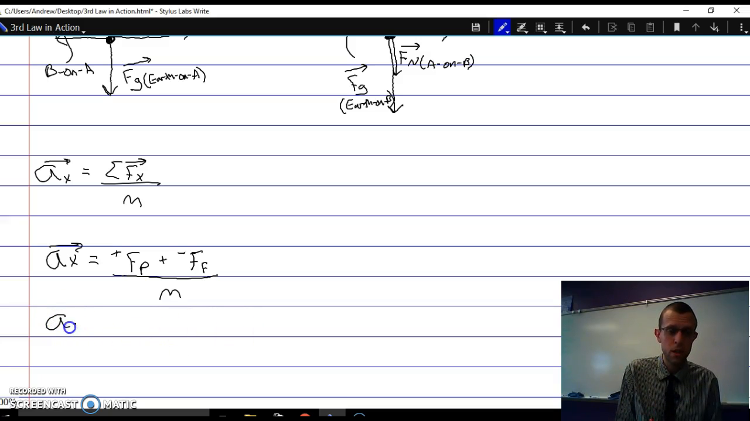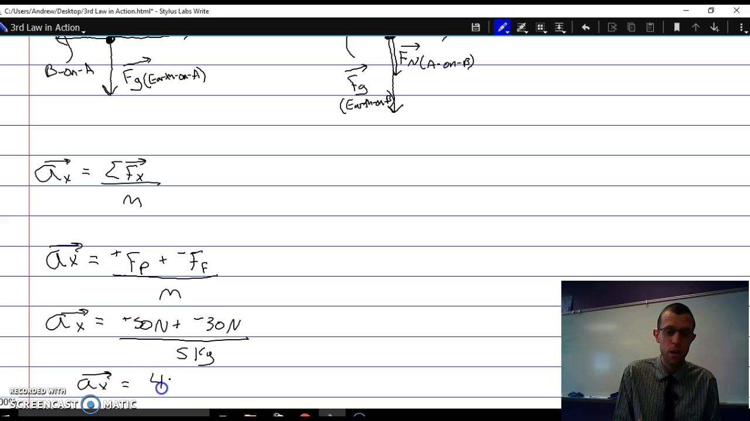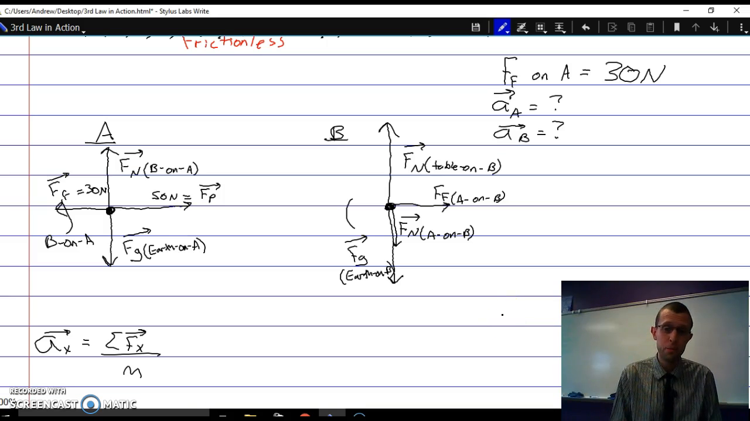We can plug those in. Acceleration in the x then is going to be positive 50 newtons plus a negative 30 newtons divided by 5 kilograms. And so that acceleration for block A is going to be 20 newtons over 5 kilograms, or 4 meters per second squared in the positive direction or to the right. Next, we'll go back to block B and analyze forces on block B.